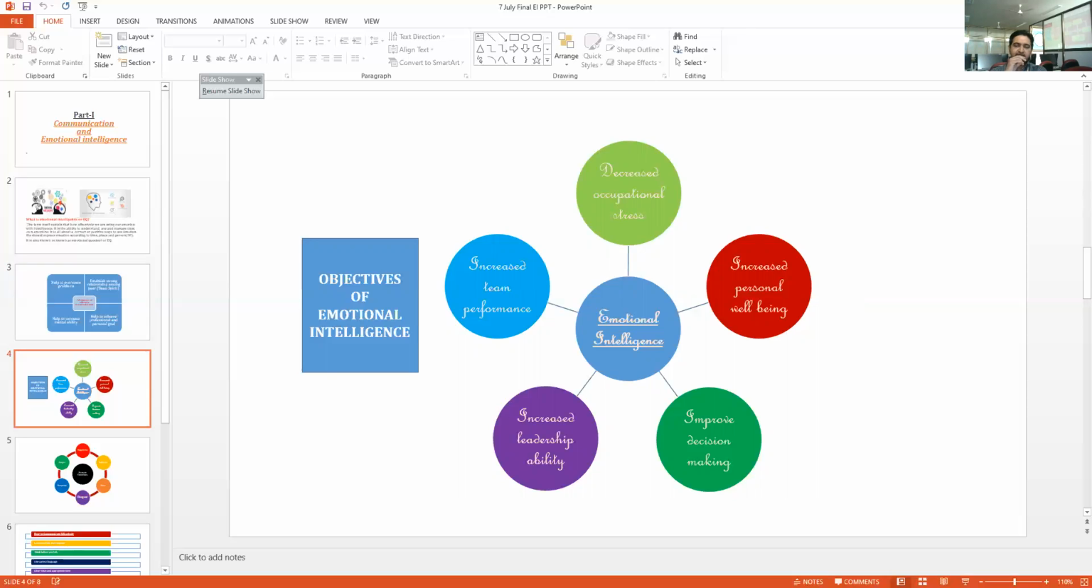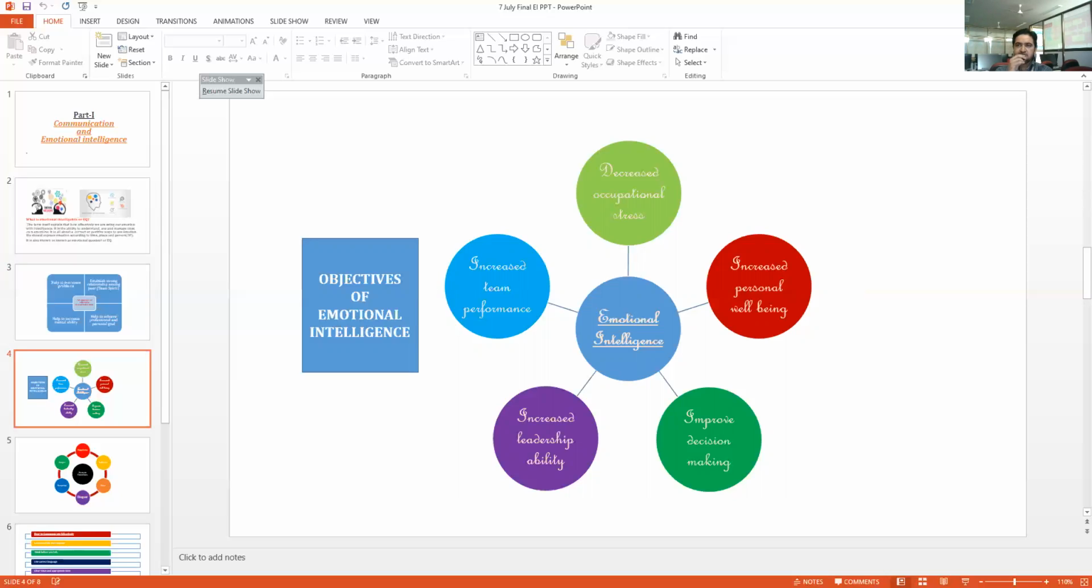Because if you are emotionally intelligent, if you are able to show your emotion according to the situation, definitely it will create leadership in you, and everyone will be aware that this person is really very good in nature. Next is increased team performance. Definitely, if there is good emotional intelligence among the team members, you are able to achieve your target very fast, because there is a good understanding among your friends, your co-workers, and your peer groups. So ultimately, you will reach your objective very fast.